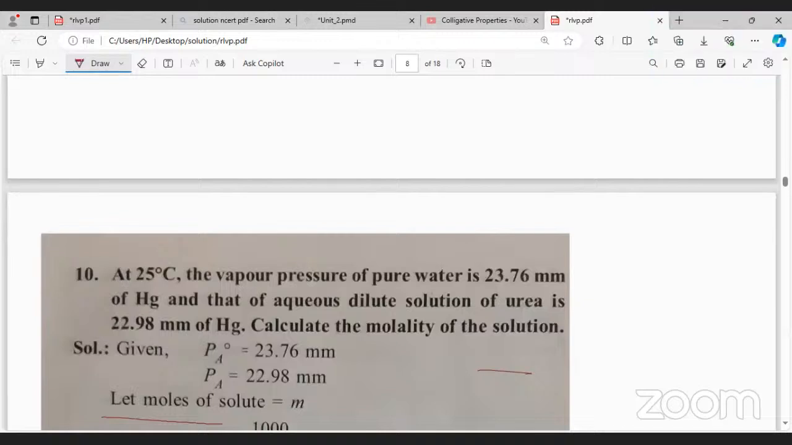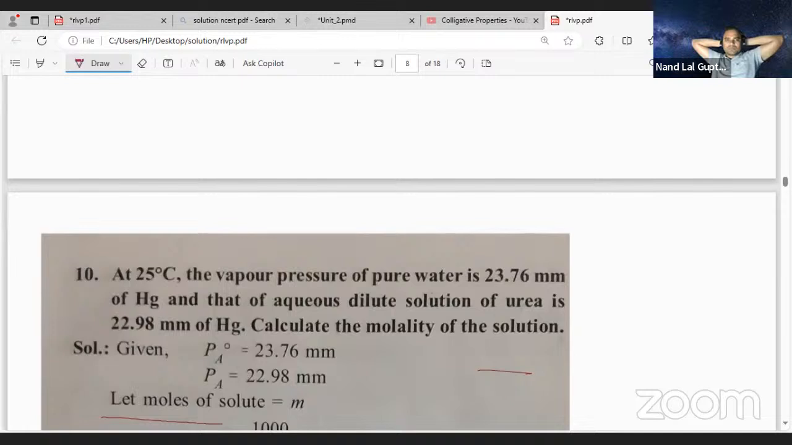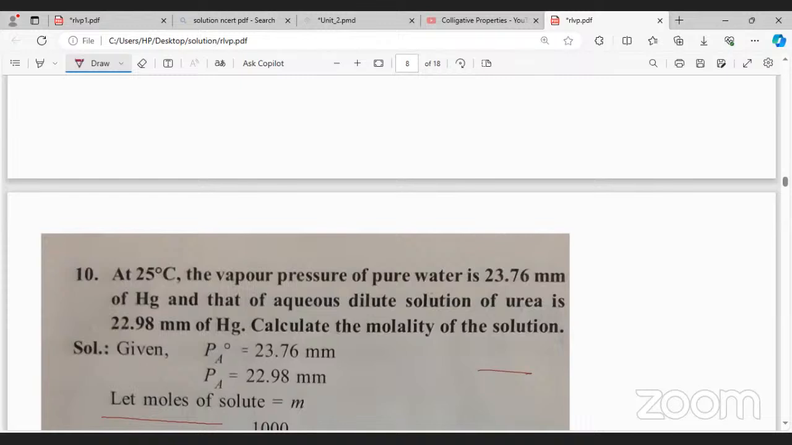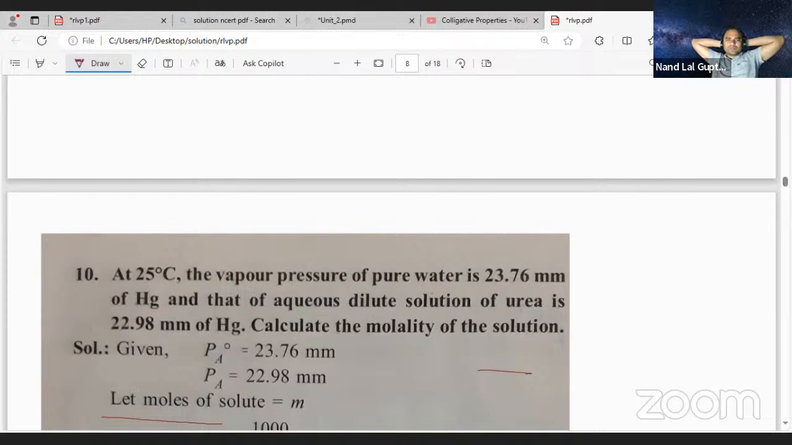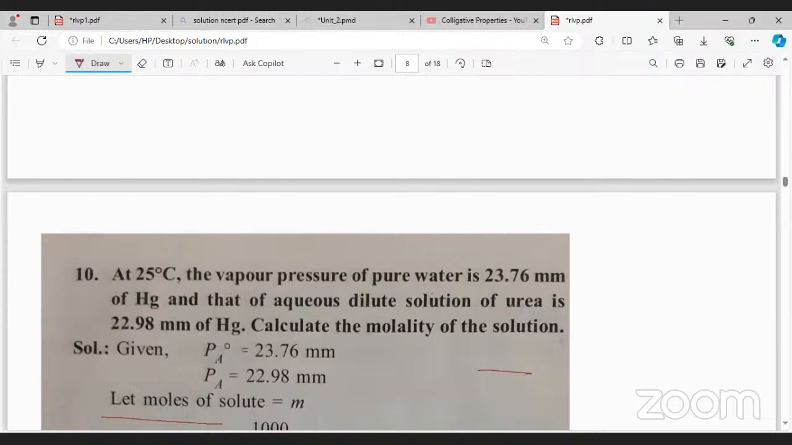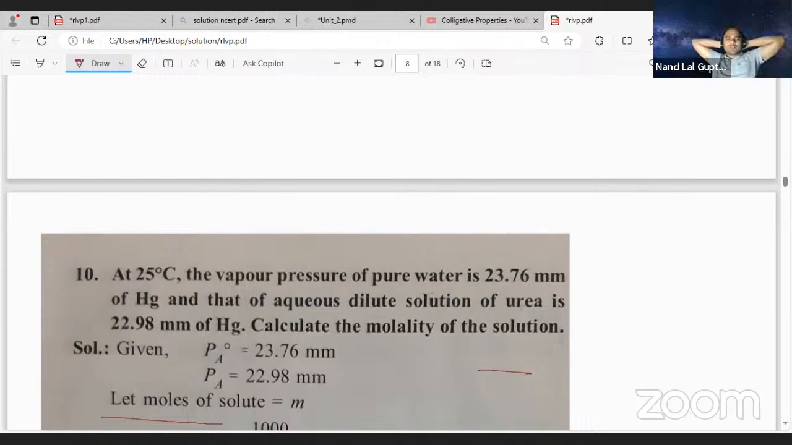Now let me read. The vapor pressure is 23.76 mm of Hg and the aqueous dilute solution of urea is less than 22.98 mm of Hg, and calculate the molality of the solution. So first of all, you need to calculate the mole fraction of urea. It will come by this formula. See, P1 naught minus P1 upon P1 naught is equal to X2, which will come automatically because all the values they have given. X2 urea will come.